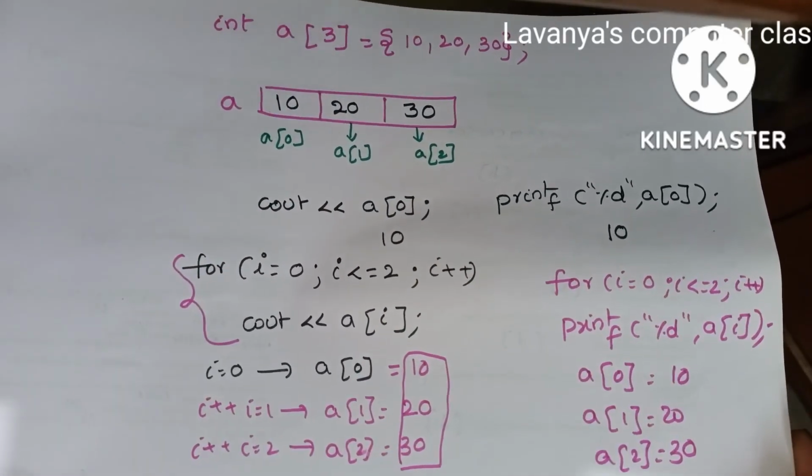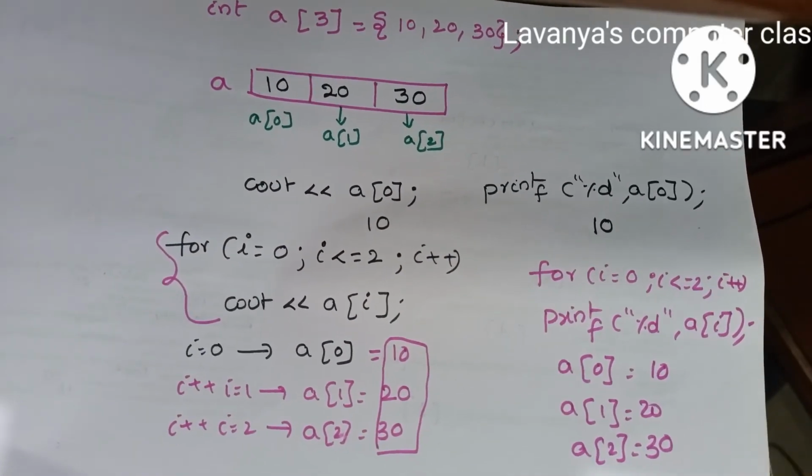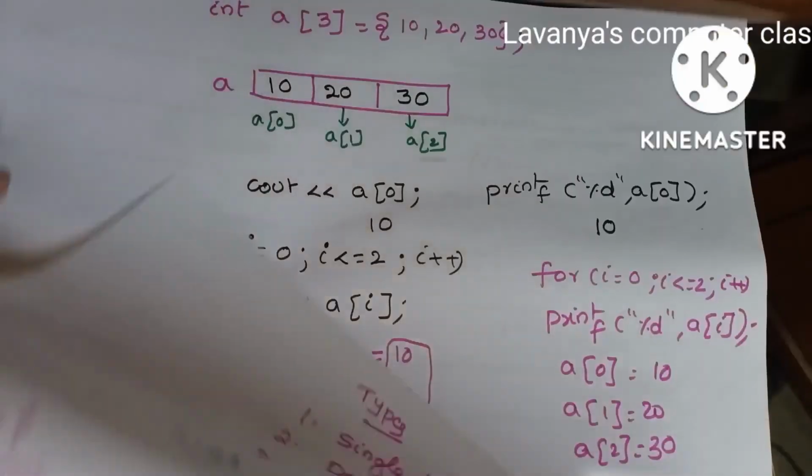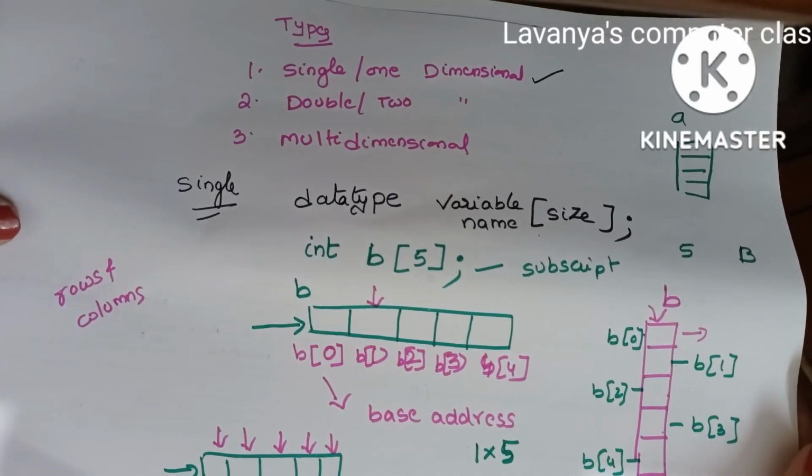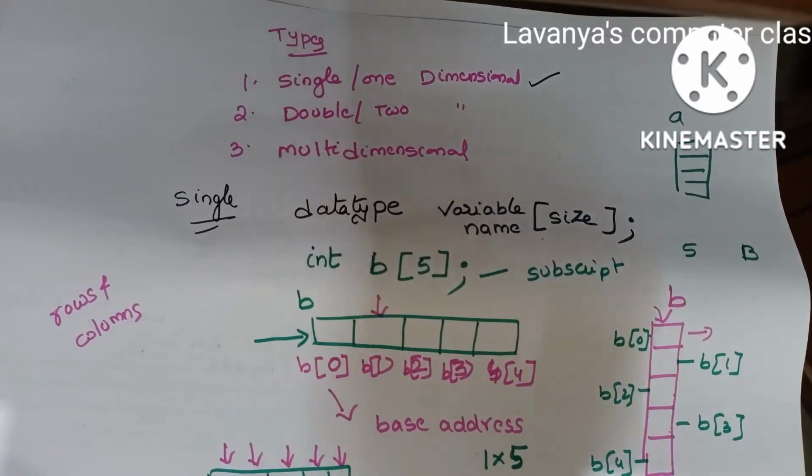So this is what an array is and what a single dimensional array is. In the next video, I will explain what a double dimensional array is and also explain how we write some programs using arrays.